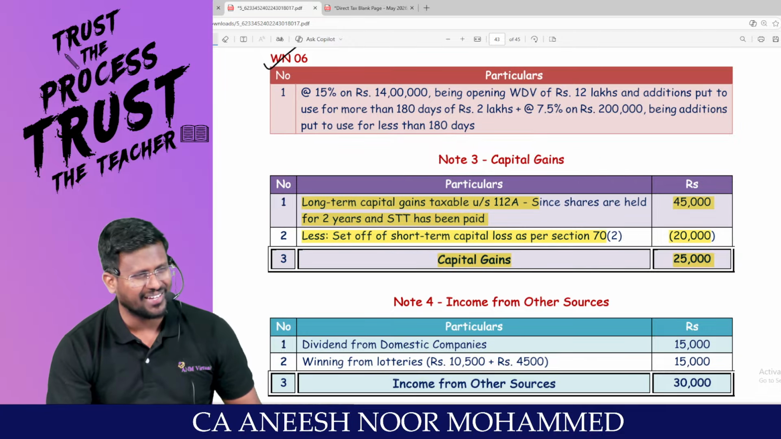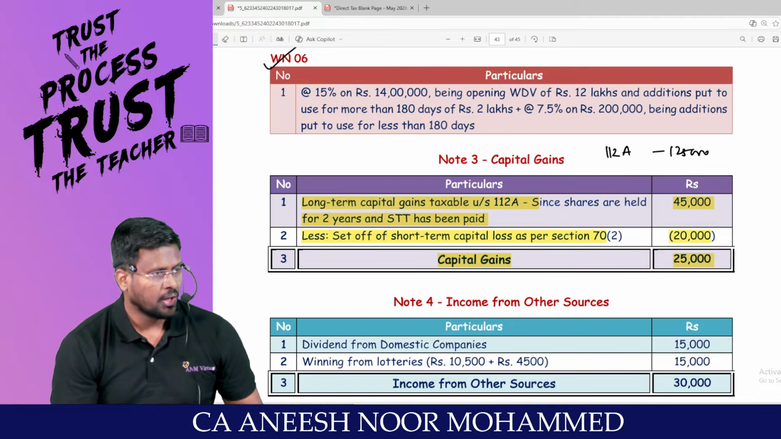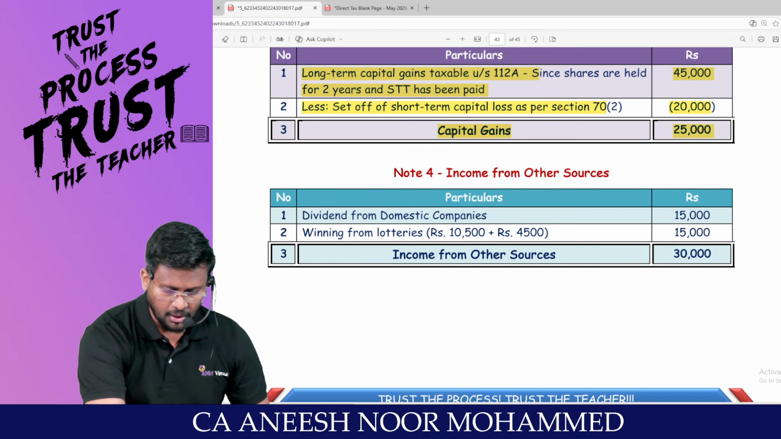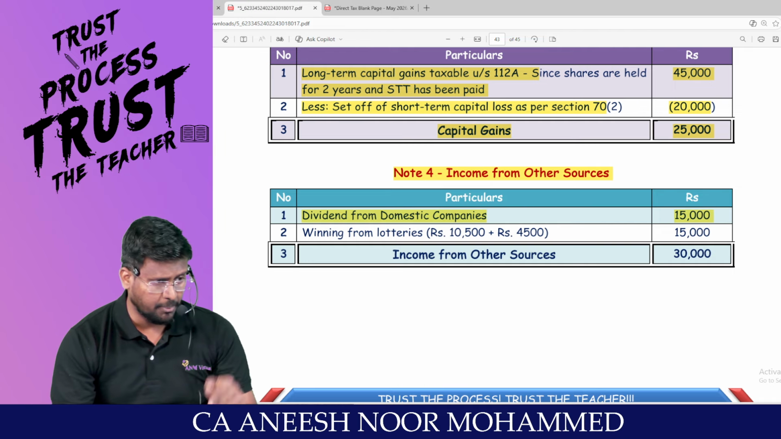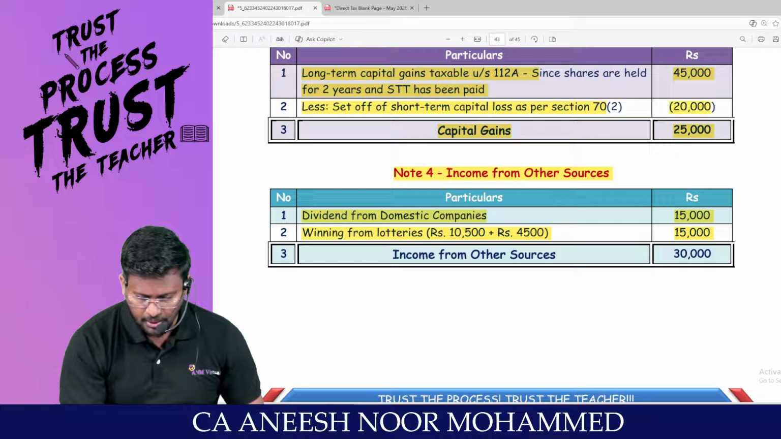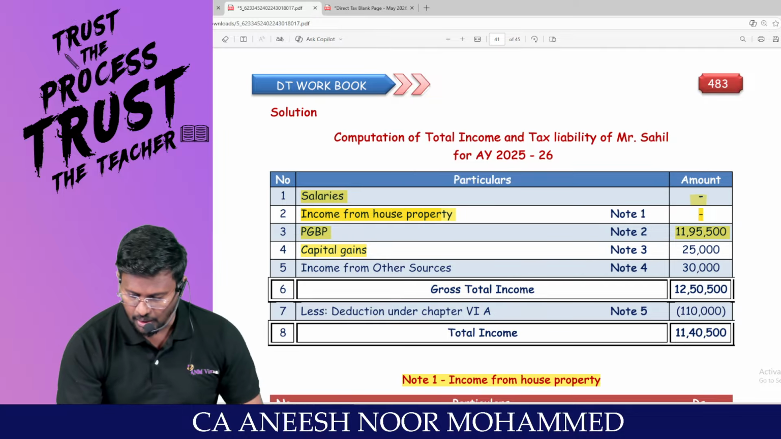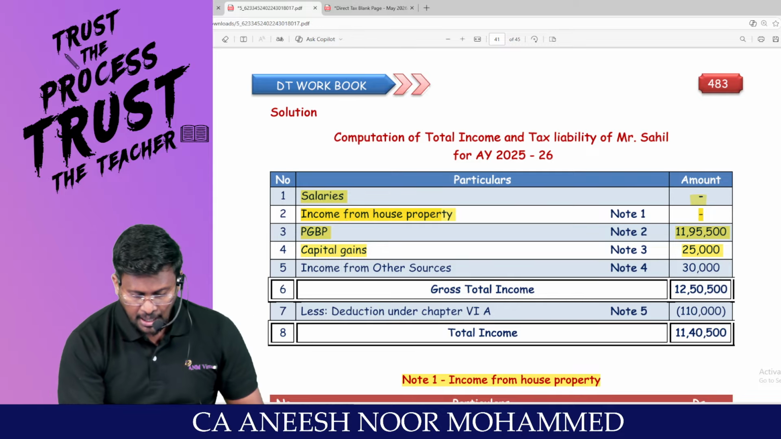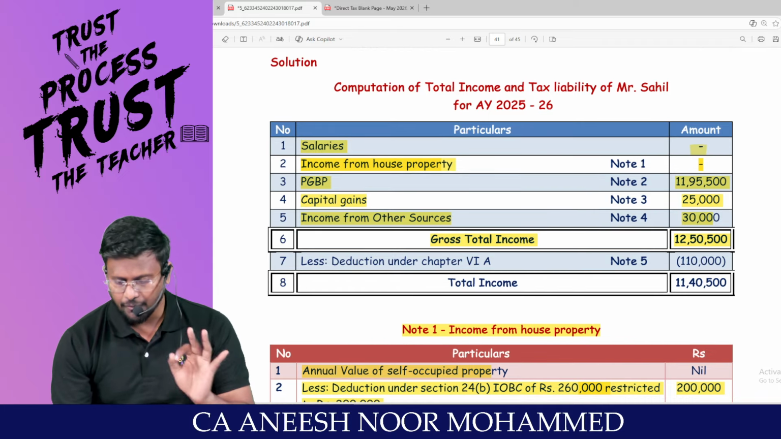No need to pay any tax because under 112A up to 1,25,000 is exempted. No, only 25,000 is there. When you are calculating tax payable, leave it. That's it, capital gain done. Coming to IFOS, we have removed dividend from domestic company 15,000 from the PGBP. Winning from lottery, we have to show gross 15,000. Am I right? So the IFOS will be 30,000. That's what they are showing here. Capital gain 25,000. This capital gain is 112A. Don't forget. IFOS is 30,000. So the gross total income is 12,50,500.